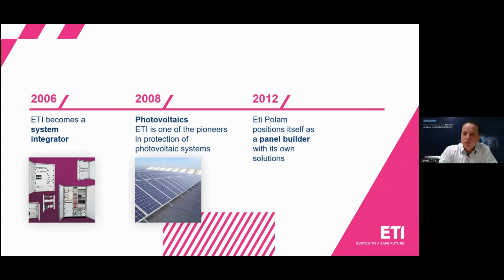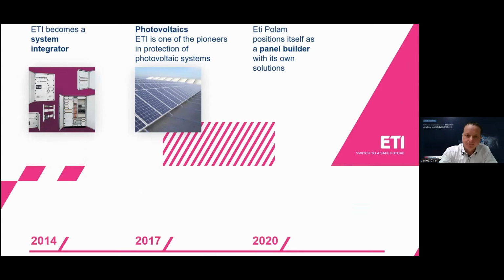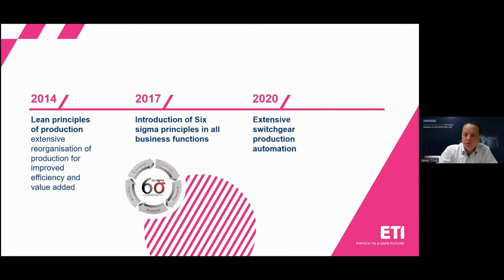In 2012, ETI Polam started with panel builder. In 2014, we started with lean principles of production. And in 2017, we have Six Sigma principles.